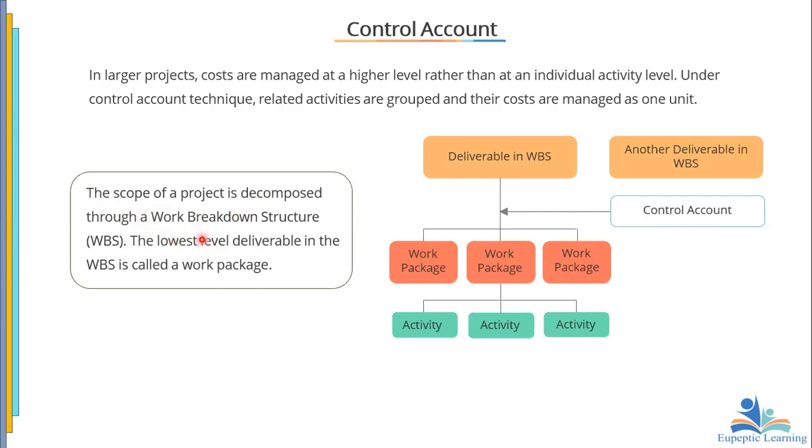Now the lowest level deliverable in the WBS is the work package. So if we take the other deliverables here, if there's another deliverable, we're going to lump all that together and have their control account. So that is it. Related activities are grouped and their costs are managed as one unit. That is what we call control account.